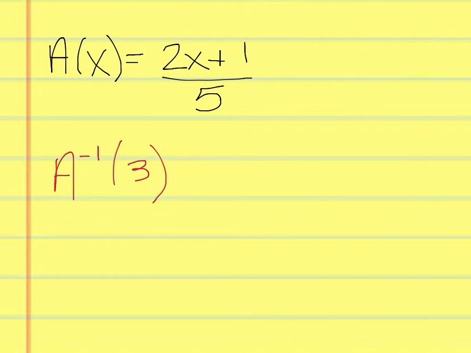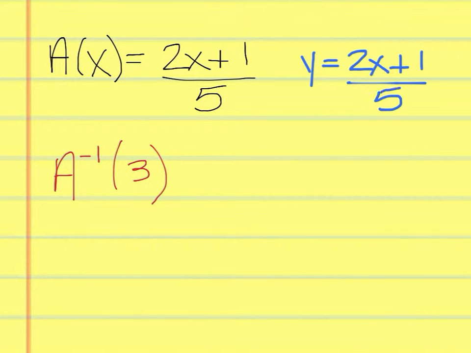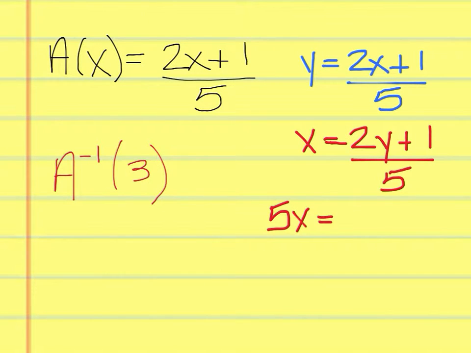To find the inverse, you have to set it up as y equals (2x plus 1) over 5. And to find the inverse, you switch x and y. Now, you have to get y by itself. To get rid of that fraction, you can multiply both sides by 5. Multiply the left by 5. If you multiply the right by 5, it cancels out the 5 on the bottom.